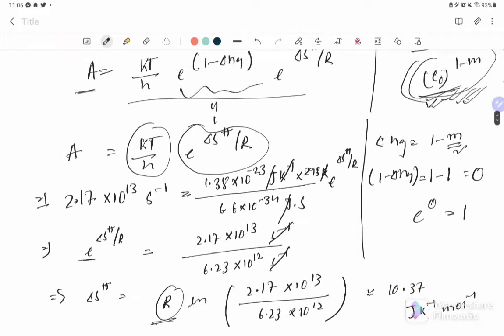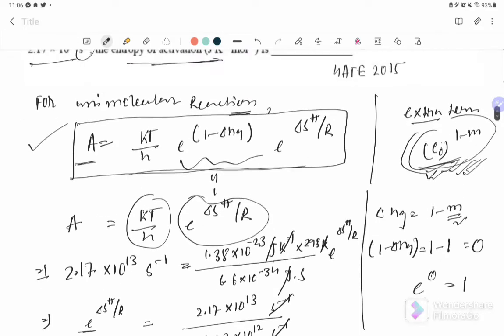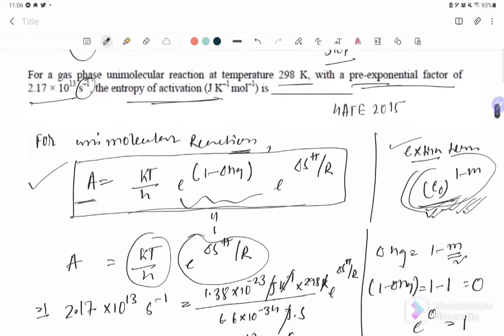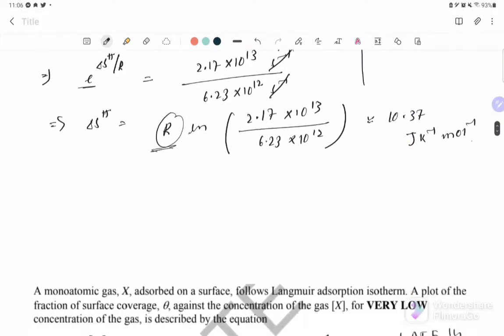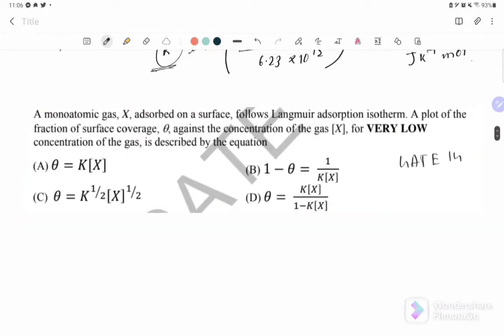You just have to remember this equation, this is important. If the molecularity is greater than 1, then there will be the extra term with this equation. For unimolecular, this equation will be enough. Okay, so our next question came in GATE 14.